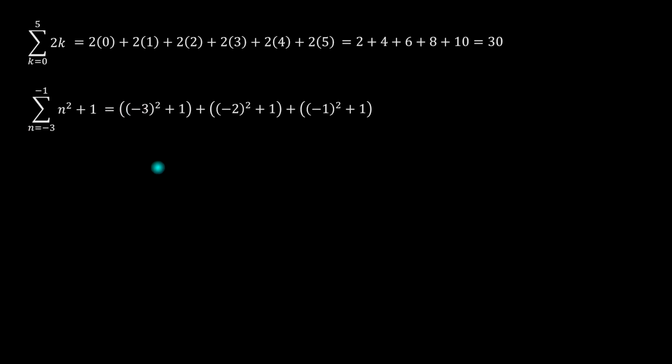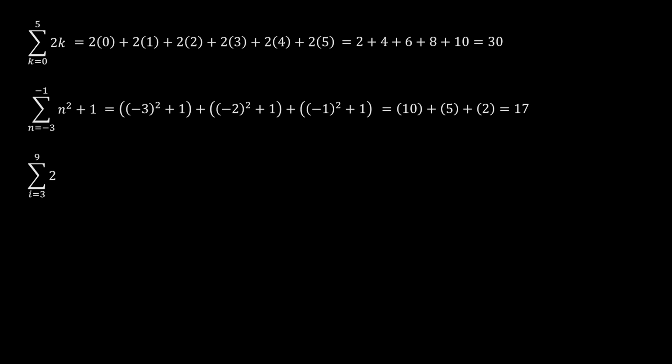And then once I have it written out, I can actually compute this, which gets me -3 squared plus 1, that's your 10, -2 squared plus 1 is your 5, -1 squared plus 1 is 2. Add all those together, you get the 17, okay?